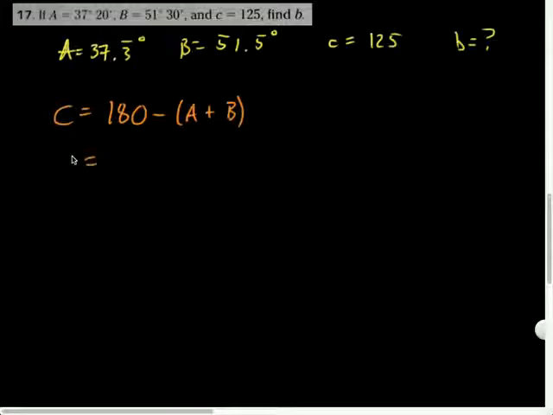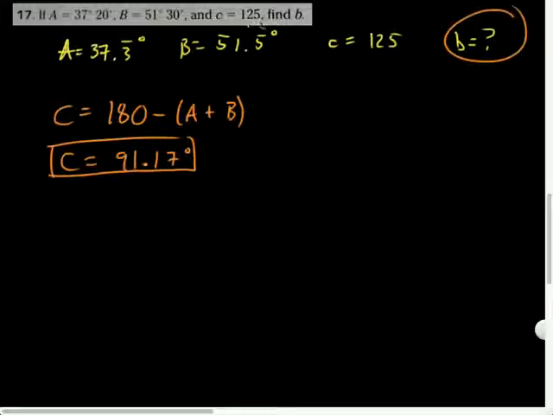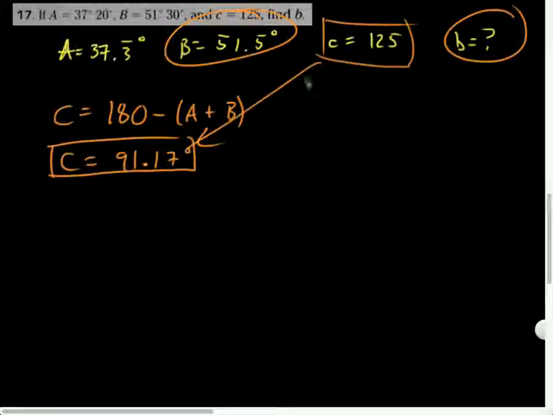So I'm going to get C is equal to, let's do 37.3 plus 51.5, and do 180 minus that, and I will get 91.17 degrees, we'll call it. We'll just round to 2 decimal places. So there's angle C. This is not a right triangle, it's an obtuse triangle once again. And I'm looking for B, so I've got a pair there, and I finally have another pair for the C's to relate it to using law of sines.